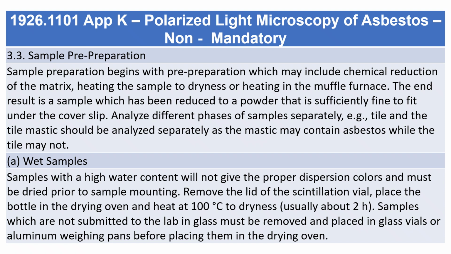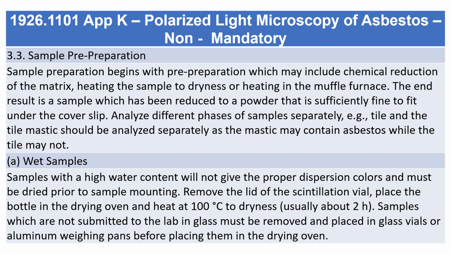3.3. Sample pre-preparation. Sample preparation begins with pre-preparation, which may include chemical reduction of the matrix, heating the sample to dryness, or heating in the muffle furnace. The end result is a sample which has been reduced to a powder that is sufficiently fine to fit under the cover slip. Analyze different phases of samples separately, e.g., tile and the tile mastic should be analyzed separately as the mastic may contain asbestos while the tile may not.